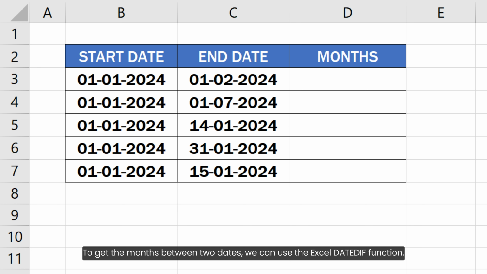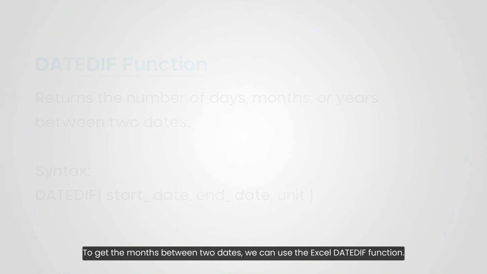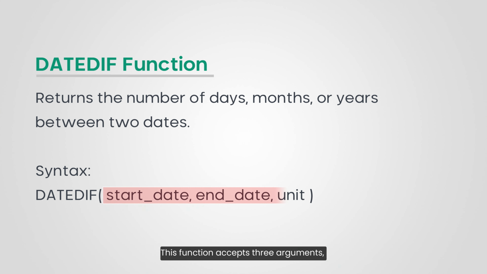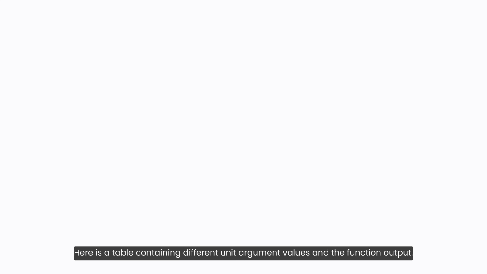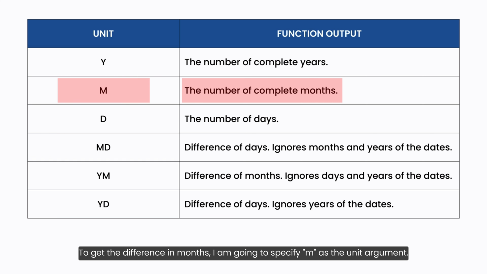To get the months between two dates, we can use the Excel dateDiff function. The dateDiff function returns the number of days, months, or years between two dates. This function accepts 3 arguments: a start date, an end date, and a unit of difference. Here is a table containing different unit argument values and the function output. To get the difference in months, I am going to specify m as the unit argument.